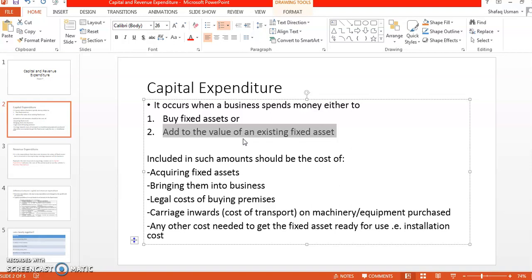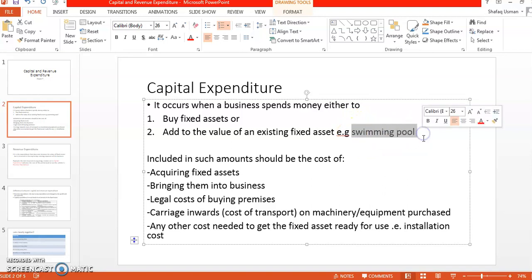And what do we mean by adding value of an existing fixed asset? It means, let's say, for now, our school building does not have a swimming pool, and we decide to add on a swimming pool to our school building. So, what do we call it? We say that now the value of our school building has increased. When the value of the school building increases by adding the swimming pool, it means the value of your building increases in general. So we call it capital expenditure.